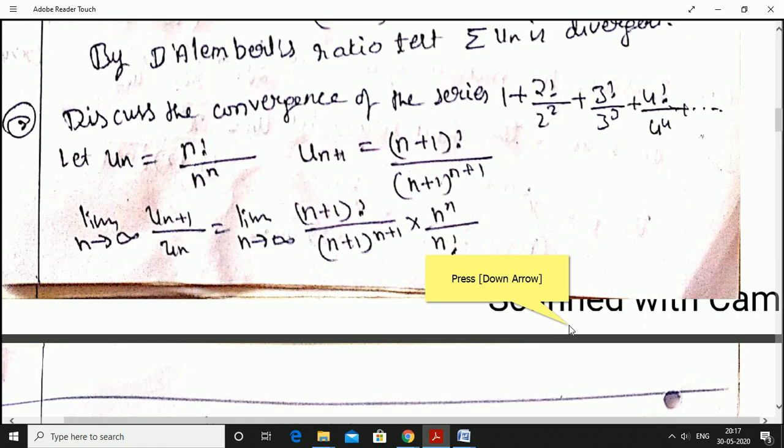3 factorial divided by 3 cube plus 4 factorial divided by 4 power 4 plus dot dot dot. I hope already I explained this problem. Un is equal to 1 factorial divided by 1 power 1, we can write it as, okay, 1 factorial, 2 factorial, 3 factorial, 4 factorial in the numerator means n factorial. Denominator term is n power n. Un plus 1 is n plus 1 factorial divided by n plus 1 power n plus 1.